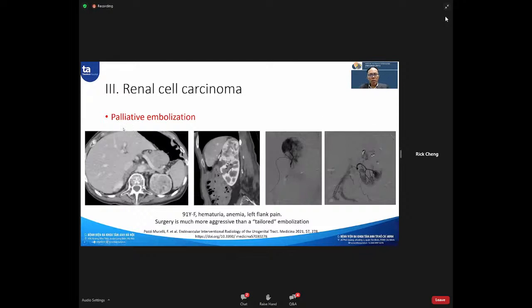RAE is a safe procedure, and seems to be a tool for surgical management of large masses and advanced disease. And for palliative ablation, this patient, 91, is too old, and has hematuria and anemia, and left flank pain with RCC in the upper pole of the left kidney. So surgery for this patient would be much more aggressive than the ablation. So they chose the ablation to reduce the symptoms of this patient. You see the hypervascular blood supply for the tumor, and they did the ablation with particle and some microcoil.